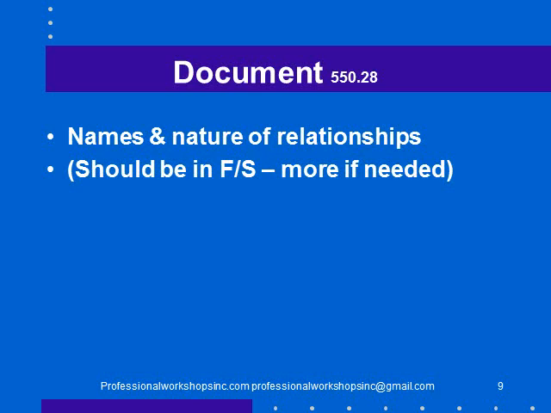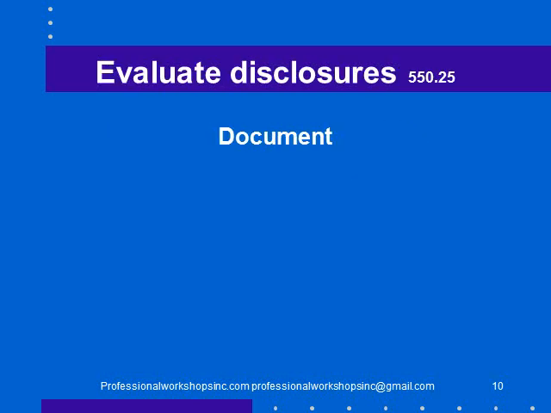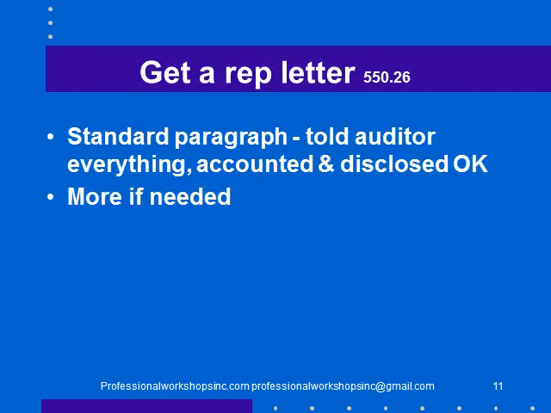We are to document the names and natures of relationships, and again, this should be in the financial statements if it's simple. And if it is more complex than is disclosed in the financial statements, then we should have additional documentation. We should evaluate the disclosures and document that we have done that. And we should get a rep letter.